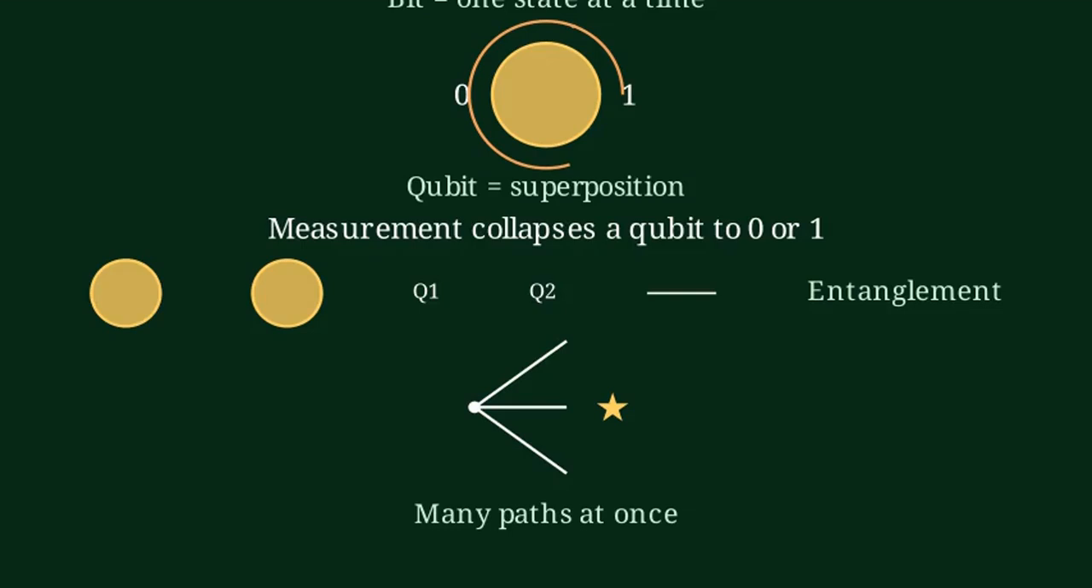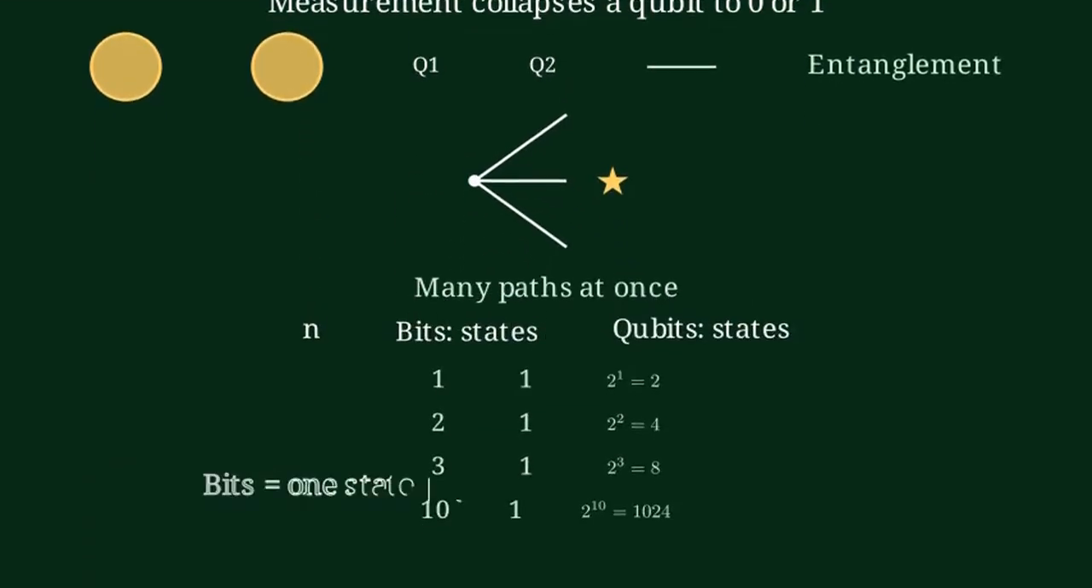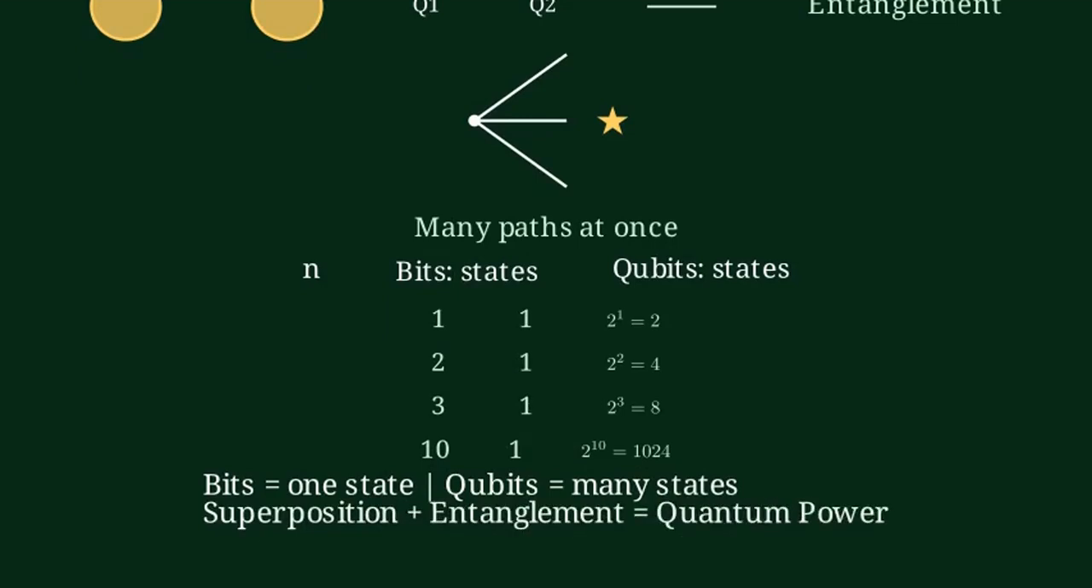To summarize, bits are like switches, qubits are like spinning coins, superposition lets qubits hold many possibilities at once, and entanglement links qubits together to work as a team. That is the core idea of quantum computing.